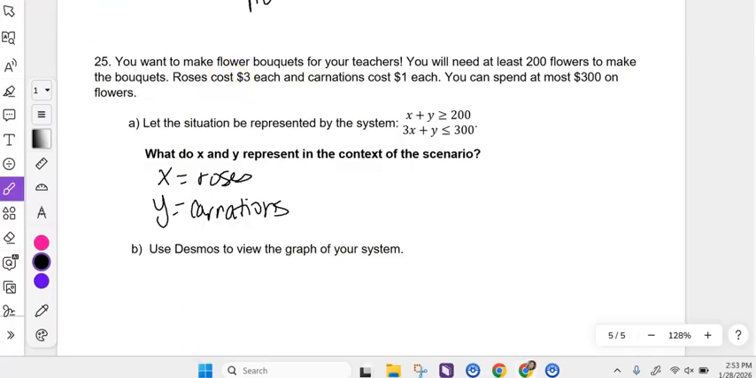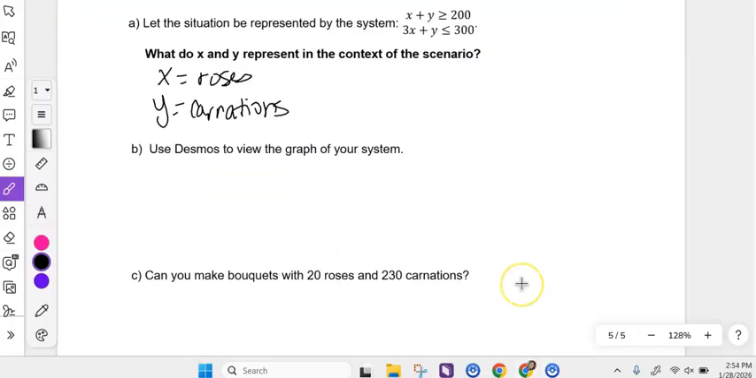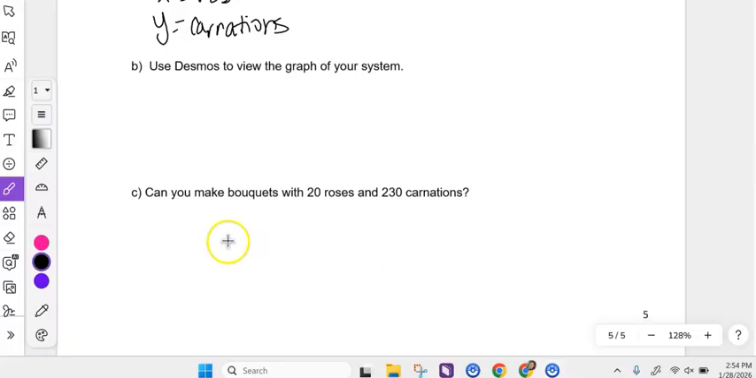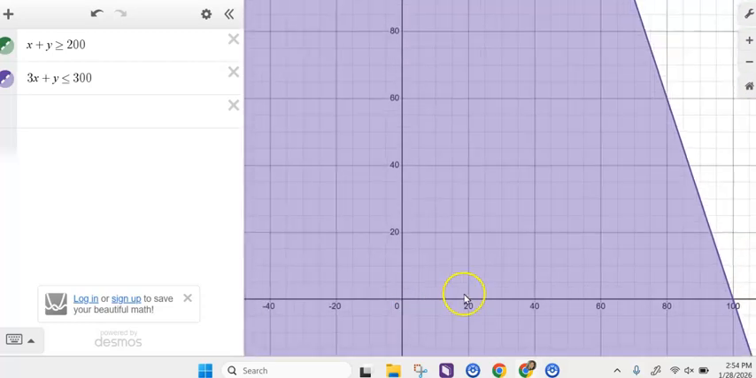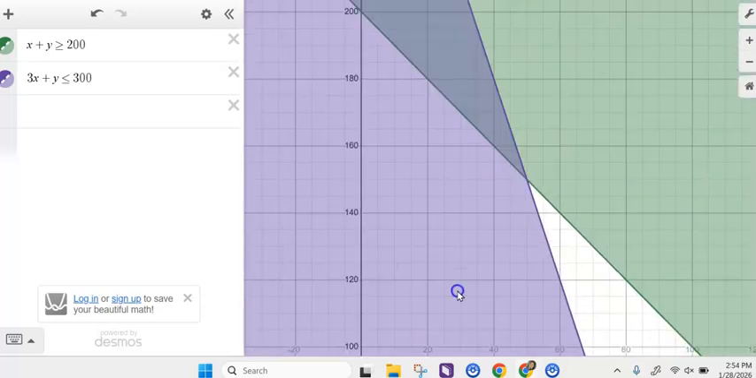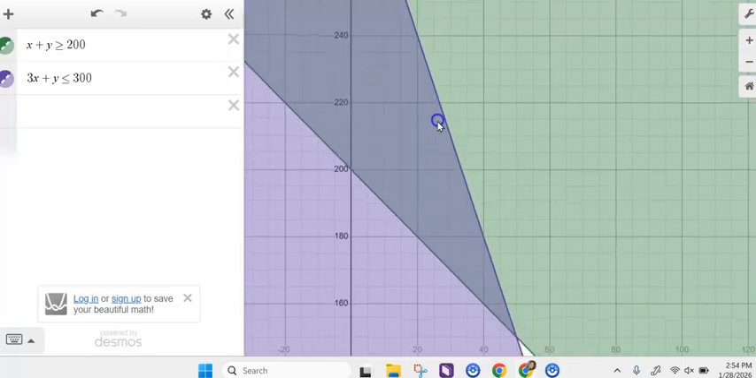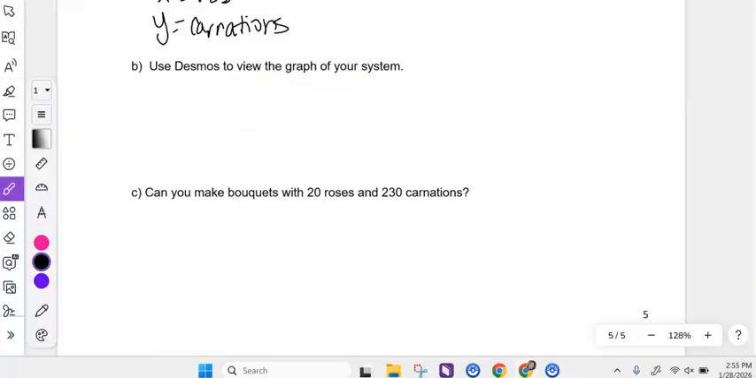So let's graph this inequality. Okay, so I graphed that, and we want to know if you can make bouquets with 20 roses and 230 carnations. So 20 roses is here, and 230 would be right here. And so that is in the shaded region, so that is yes.